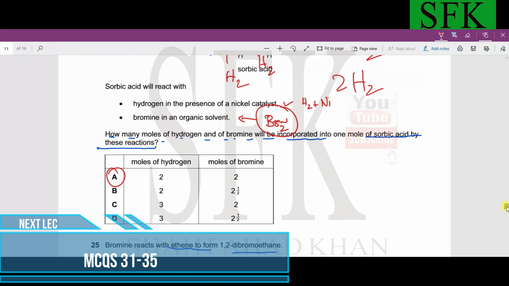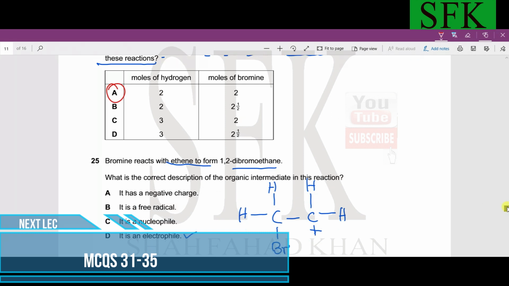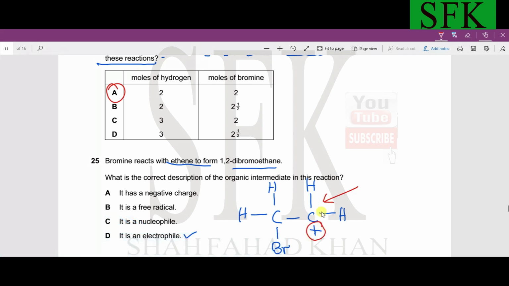Now let's move on to the next MCQ, 25. Bromine reacts with ethene to form 1,2-dibromoethane. What is the correct description of the organic intermediate which is formed? This is an electrophilic addition reaction, and in electrophilic addition we get a carbocation, and a carbocation has a positive charge. This means that it will be attracted to centers of negative charge, to negatively charged species. So this is actually an electrophile that we get.